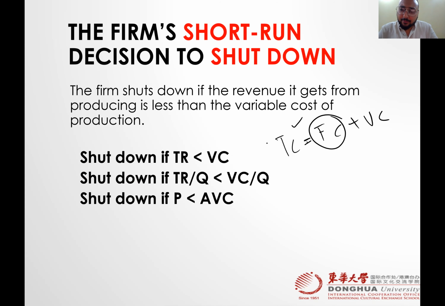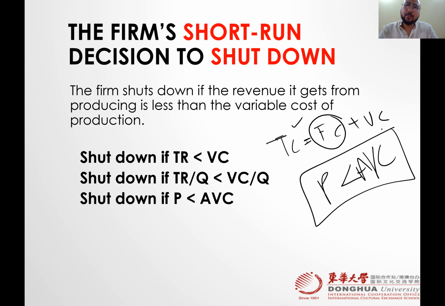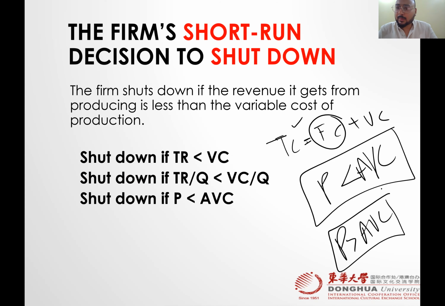So if the price is less than average variable cost, then we go for shutdown. If the price is greater than average variable cost, we cannot go for shutdown. Why? Because the condition for shutdown is that by producing more, you are incurring more variable costs, so you are incurring more losses. This will only happen if price is less than average variable cost.